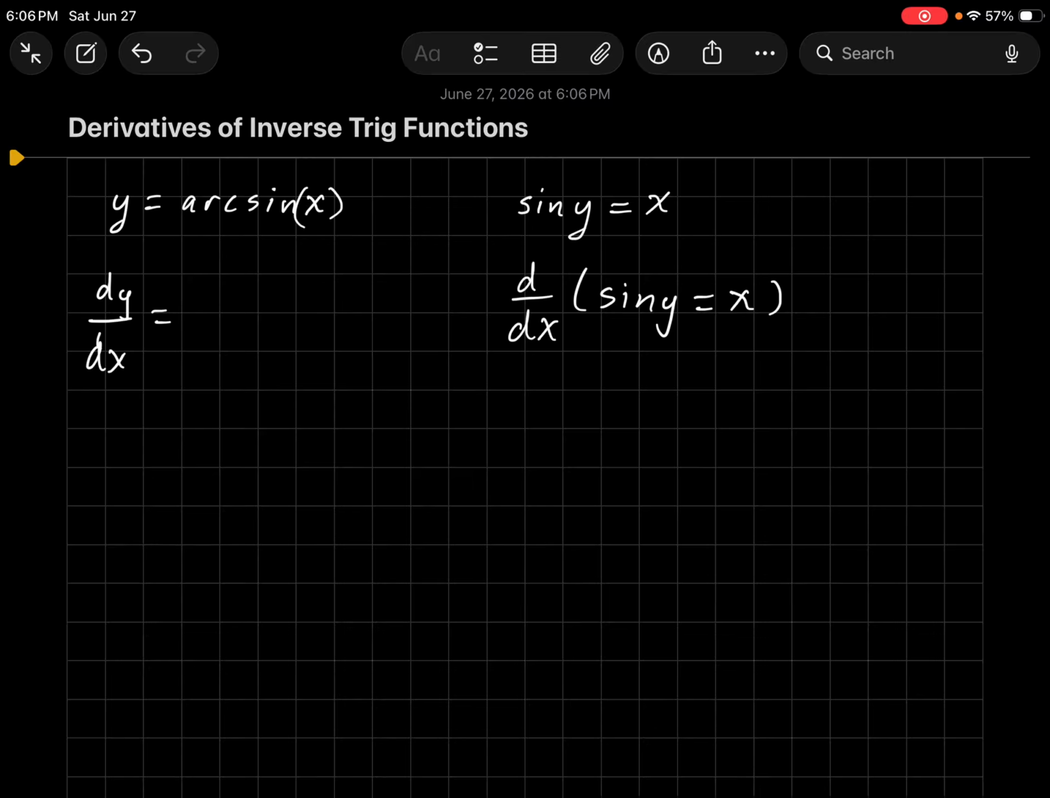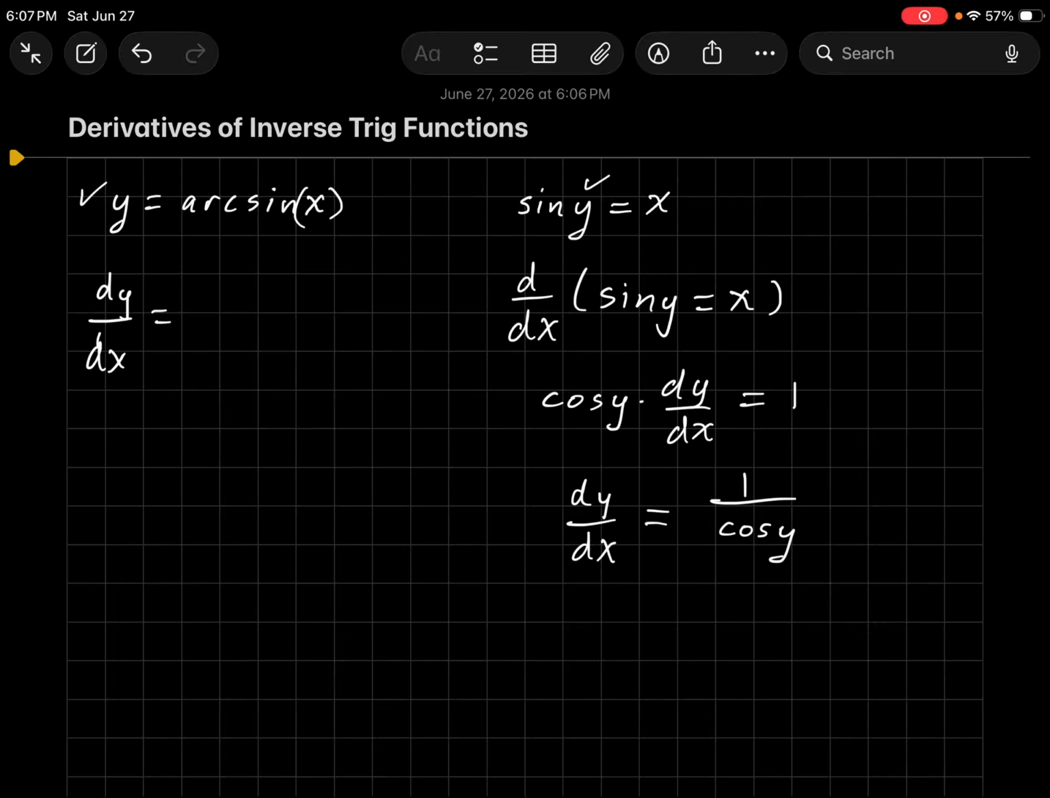But if I take the derivative of the sine of y, we get the cosine of y. Now, since our variable doesn't match because we're taking the derivative with respect to x, we have to do times dy dx. And then equals the derivative of x with respect to x, which is simply 1. This gives us that dy dx equals 1 over the cosine of y. So this dy dx is the derivative of the arcsine of x, right? It's the same y here as the same y right there.